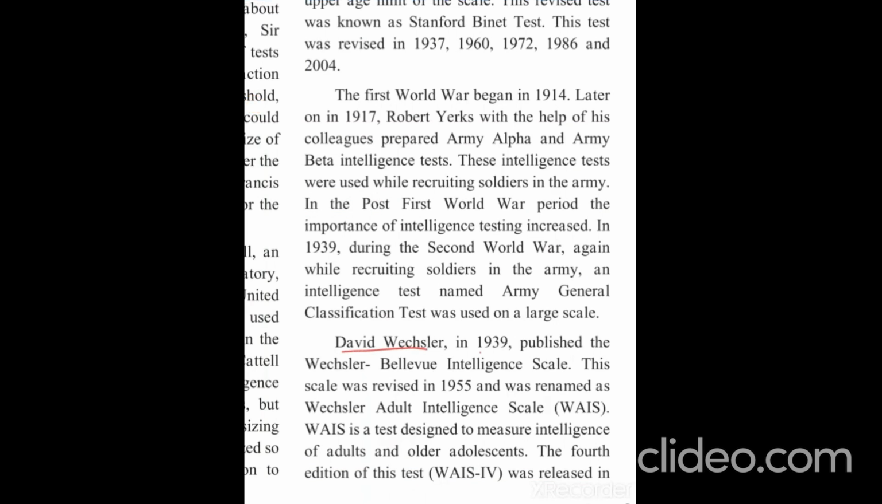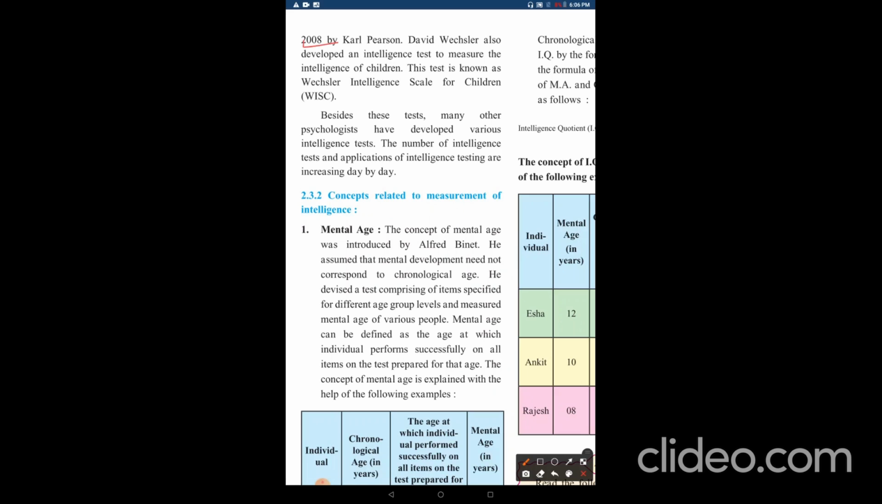David Wechsler in 1939 published the Wechsler-Bellevue Intelligence Scale. This scale was revised in 1955 and was renamed the Wechsler Adult Intelligence Scale, WAIS. WAIS is a test designed to measure the intelligence of adults and older adolescents. This scale is now used even in our country, and it is a very important clinical tool for measuring intelligence. There is a children's version also. It is called WISC, W-I-S-C, Wechsler's Intelligence Scale for Children. The fourth edition of this test, WAIS 4, was released in 2008 by Carl Pearson.